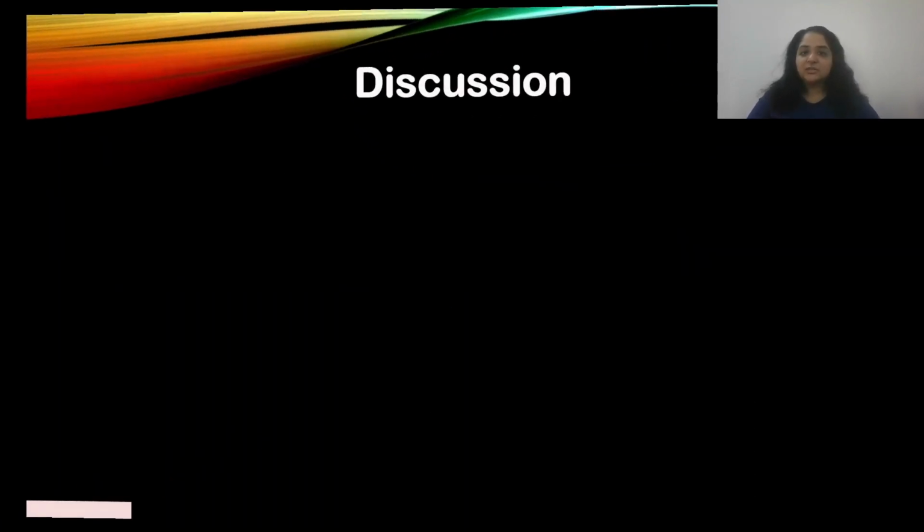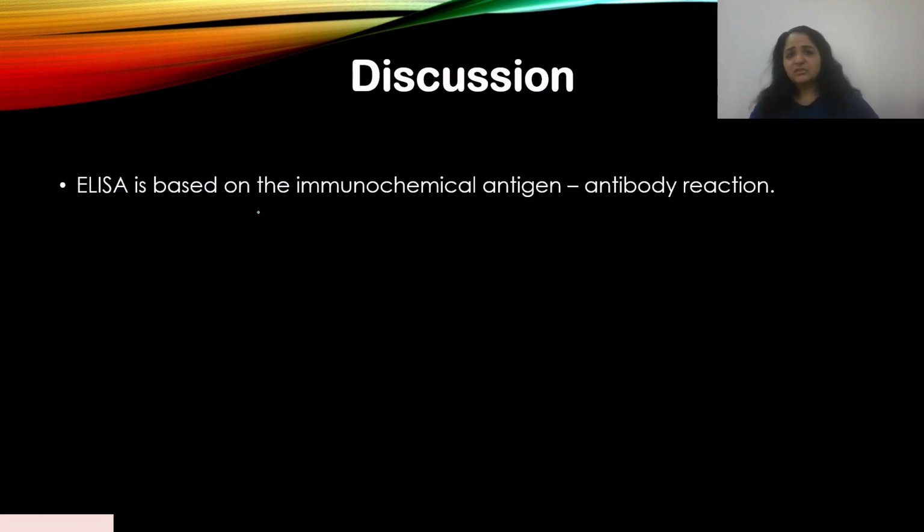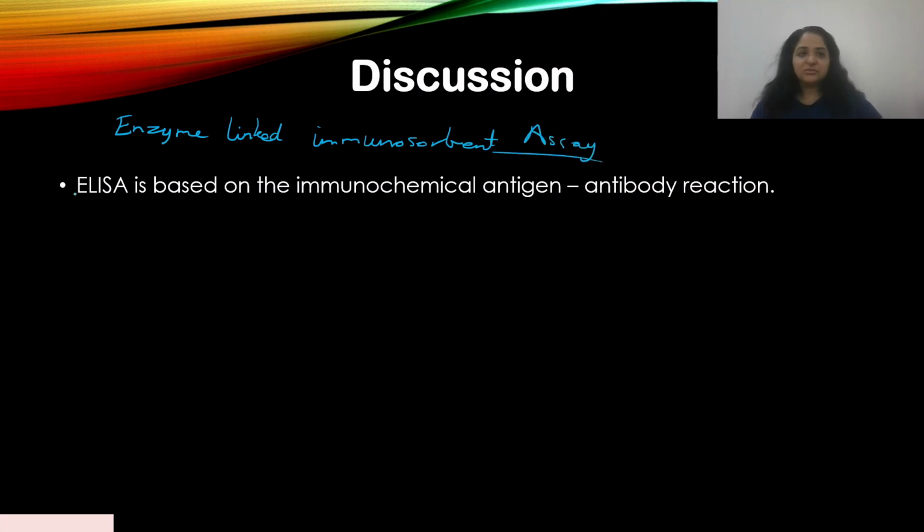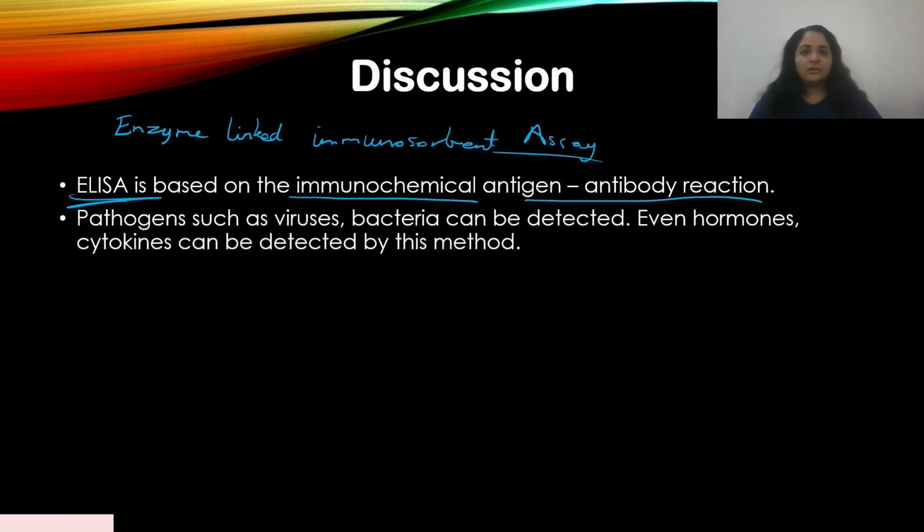Now to understand this, we need to understand what ELISA is, right? ELISA is enzyme linked immunosorbent assay. That's the full form of ELISA. It's an acronym. It's based on the immunochemical antigen antibody reaction. We know the antigen antibody reaction that happens in the immune system, right? The same concept is applied in ELISA. So pathogens such as viruses and bacteria can be detected. Even hormones and cytokines can be detected by this method.